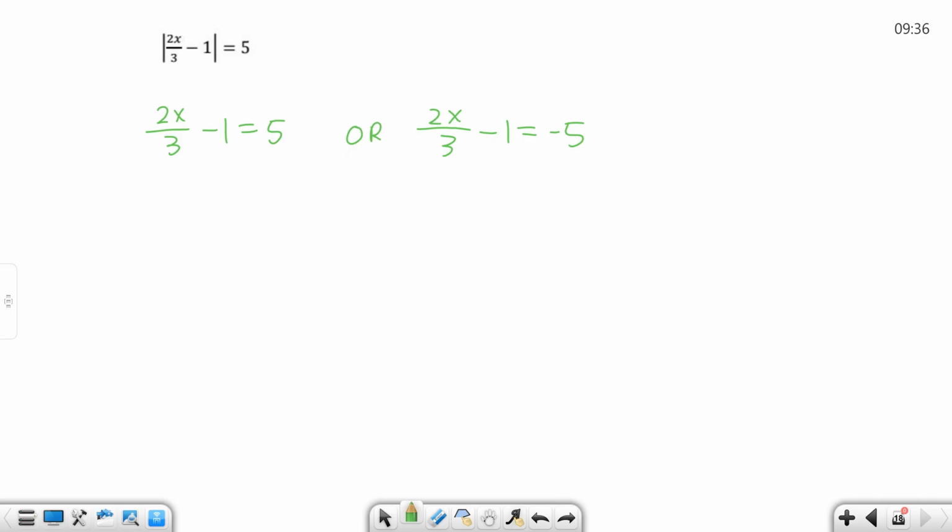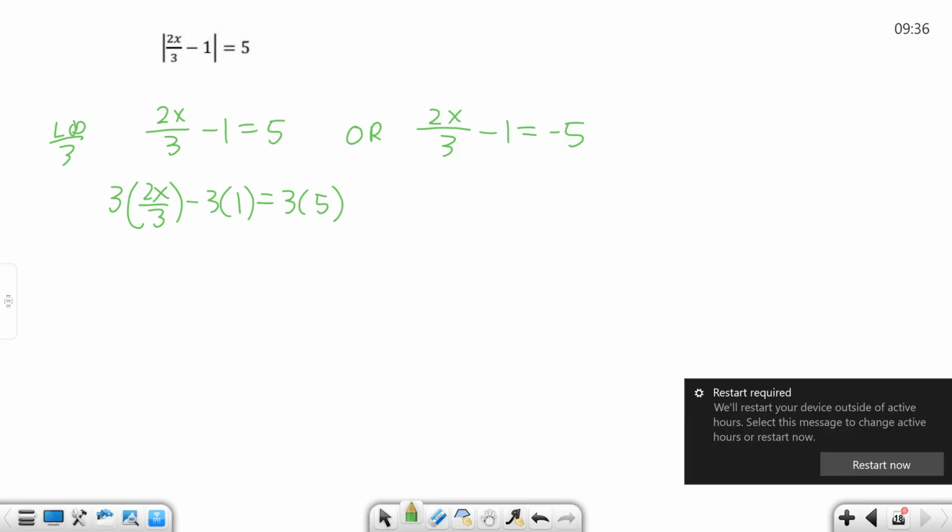All right, so I'm going to solve this one completely. And the way I solve it, I say I've got a fraction. What's my LCD? It's 3, so I'm going to multiply 3 times this, minus 3 times 1, and equals 3 times 5. And again, I know another teacher, if you're real good at this, would look and ask, why don't you move the negative 1 first?